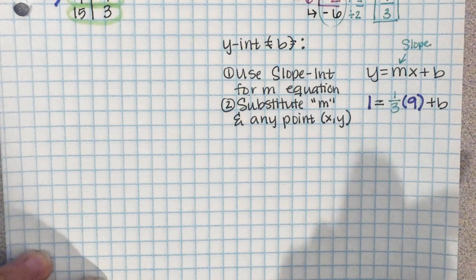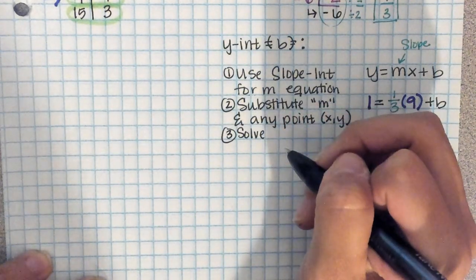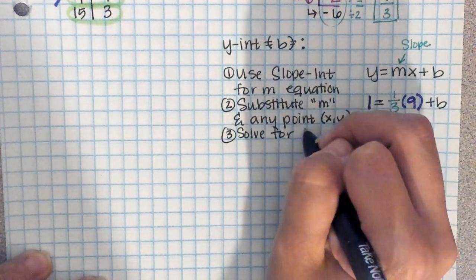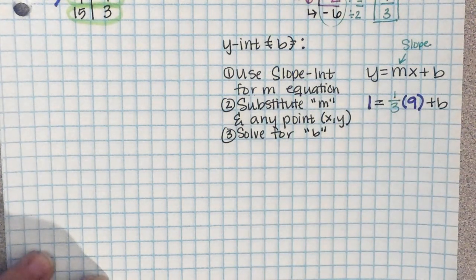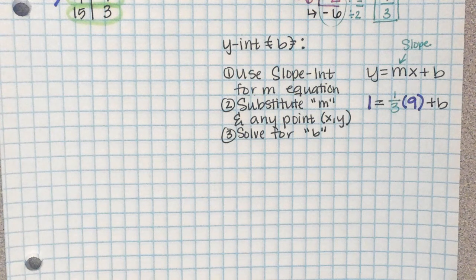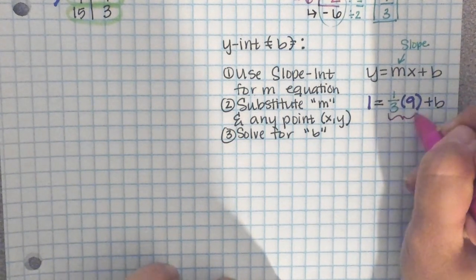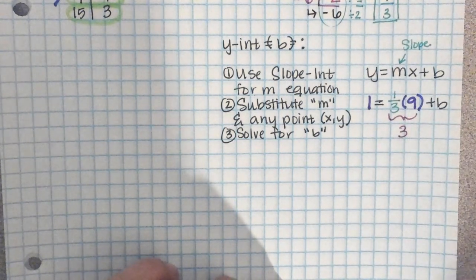All right. And the last step, I need to solve for b. How am I going to solve for b? So what am I going to do to work it out? What do I do first to isolate my b? 9 times 1/3. What is 9 times 1/3? 3. I'm going to bring everything else down.